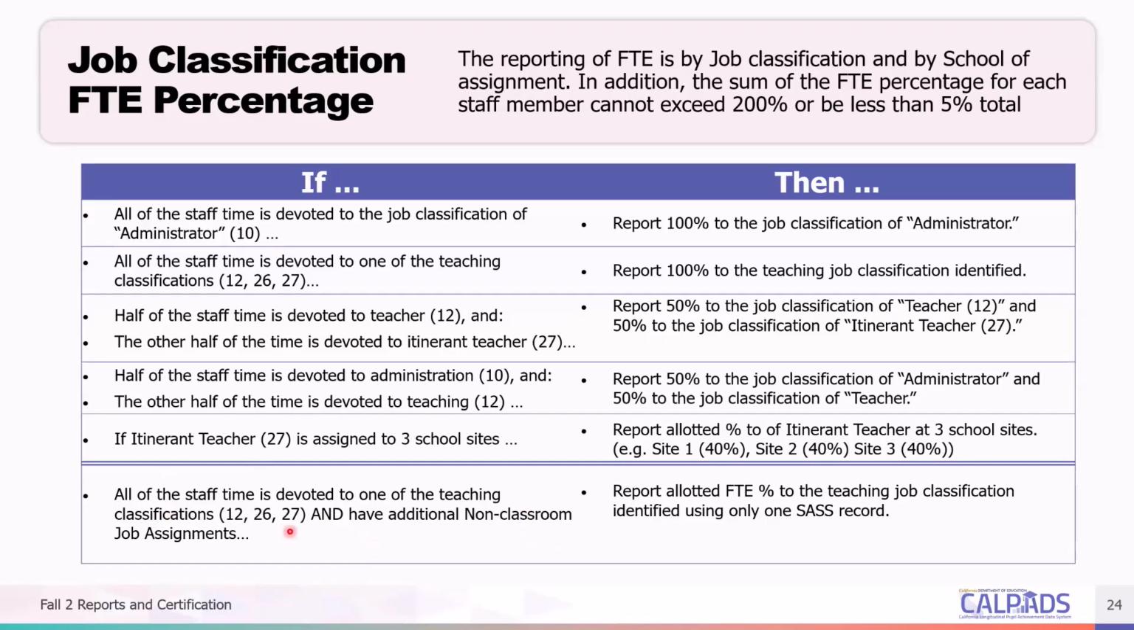But since this is just one teaching credential, if a teacher is a 12 and they are assigned to a class and assigned a non-classroom work, then you only report one staff assignment record in CalPADS at that school for that job classification, regardless if they have non-classroom assignments. So there is a possibility that this teacher might be 120% FTE as a 12 as a teacher.